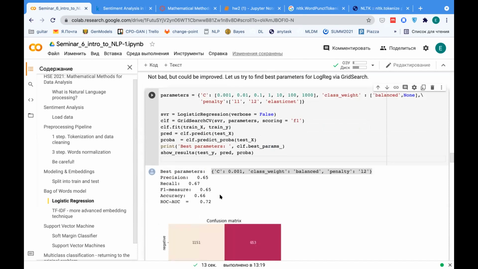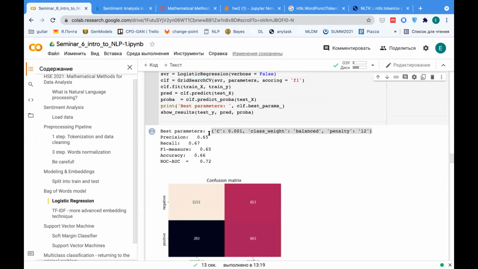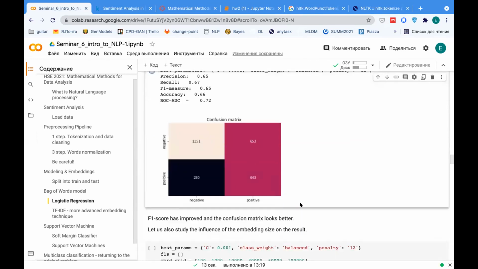Actually, we can see that the ROC AUC is the same, but our metrics like precision and recall are a bit better. And also, if you look at the confusion matrix, we can see that after balancing our classes, we can predict results a bit better. So it's very good.